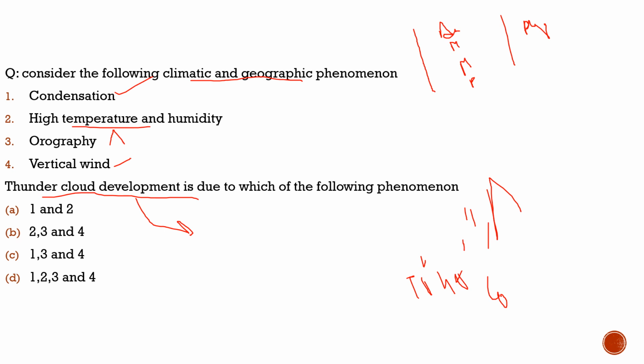They lead to the thunder clouds. What is the name of the cloud? It is cumulonimbus cloud. It leads to the cumulonimbus cloud, which is also called a thunder cloud. So with respect to this question, all the four phenomena are very much required. The mountain is required, the vertical wind is required, the high temperature and humidity is required, and the condensation is definitely required. So with respect to this question, all the four statements are correct.